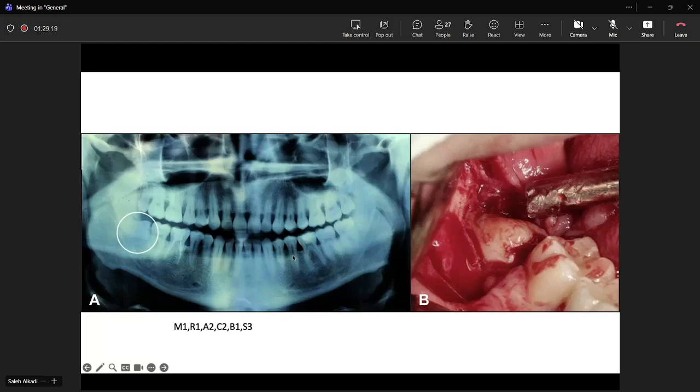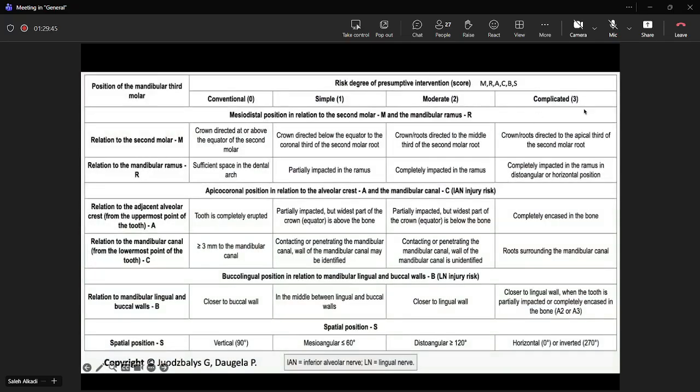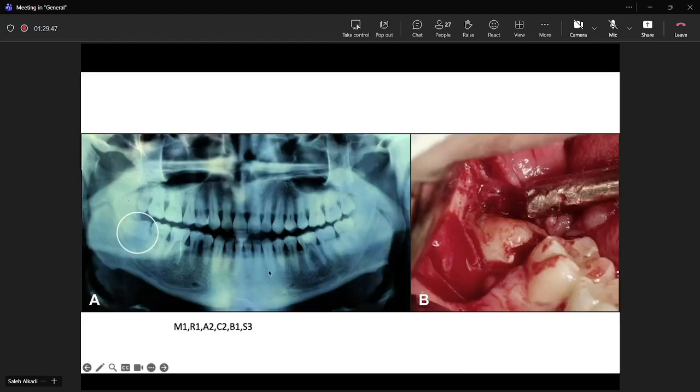So let's take this practical example for this tooth. We have our OPG, and based on this classification, you can find that this tooth is called M1, R1, A2, C2, B1, S3. As you can see here, because this tooth scores 3 in one of the categories, this makes this tooth a complicated category if you want to surgically remove it. And it's score 3 here because it's horizontally impacted.